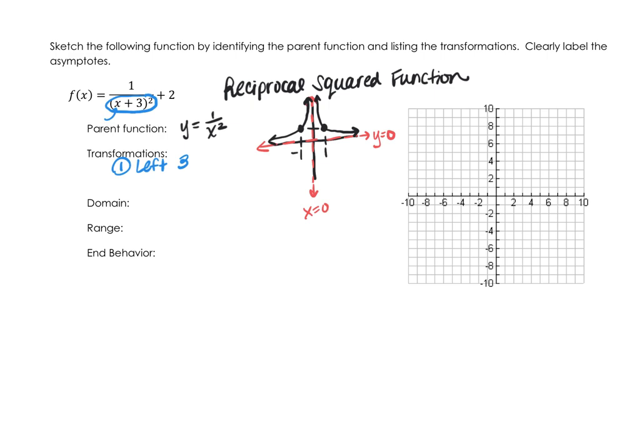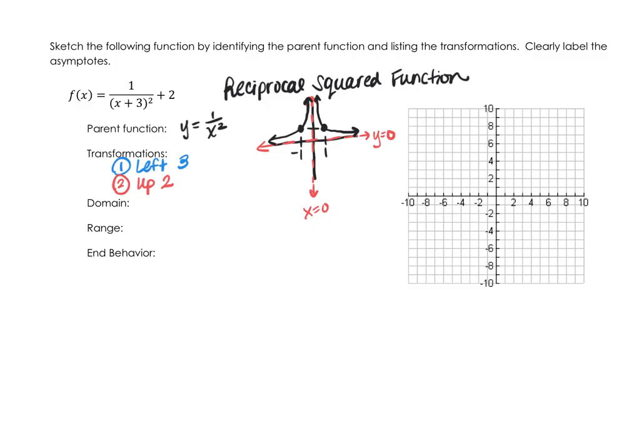So the x plus 3, that's in the quantity getting squared, that's going to be a shift to the left 3. And then we have this plus 2 out to the side, and that is going to be a vertical shift up 2. It's outside of the parent function, so it's impacting the y values of the parent function. That's why that's going to be a shift vertically, and it's a shift up 2 because it's positive 2.